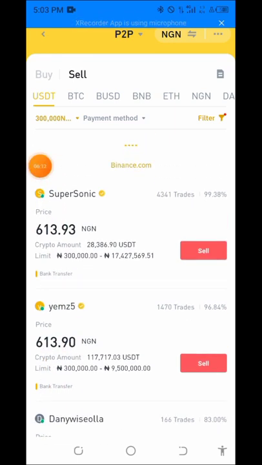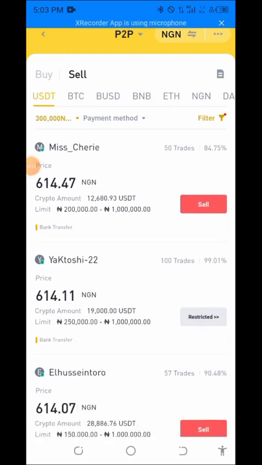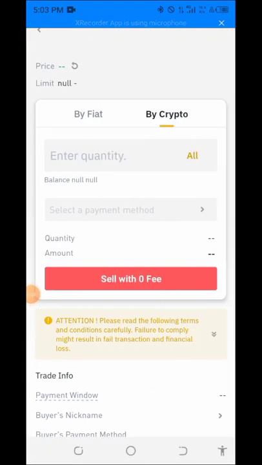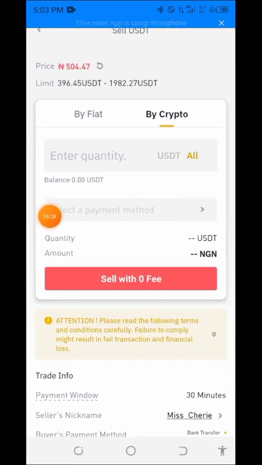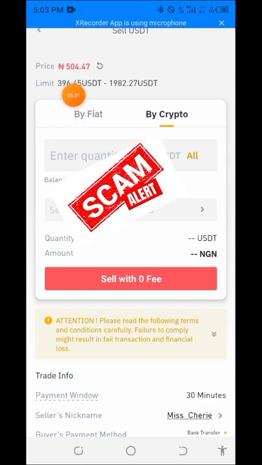So let's check some other persons. Wow, look at another person, Miss Cherry. Look at the rate, 614. Imagine, 614.47. Let's check the person out. Look at it, 504. So it means that you'll be selling your USDT at this very rate. Once you're not very mindful, you can end up losing.